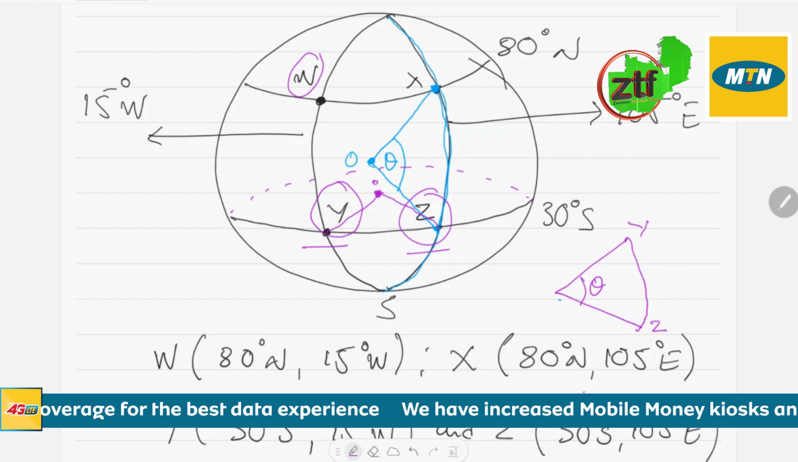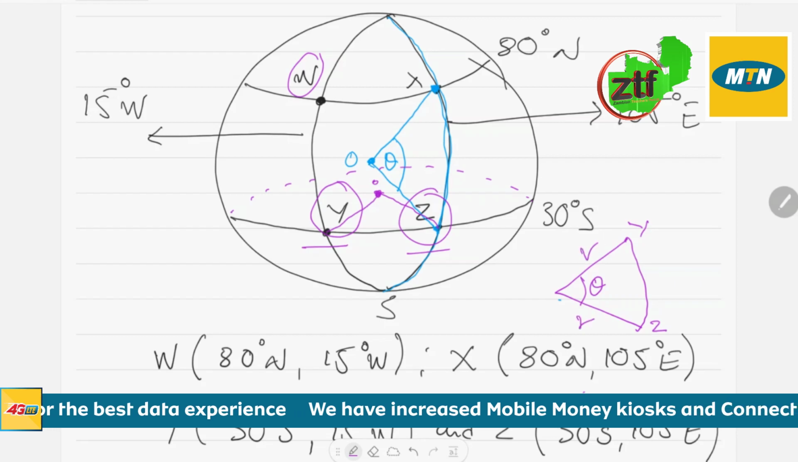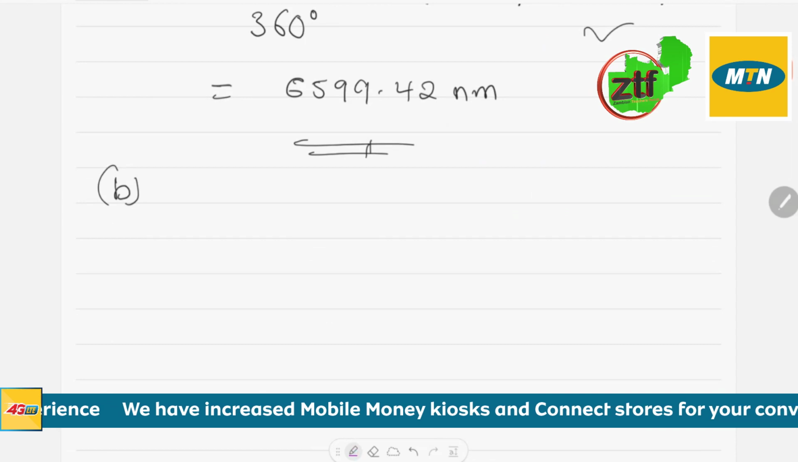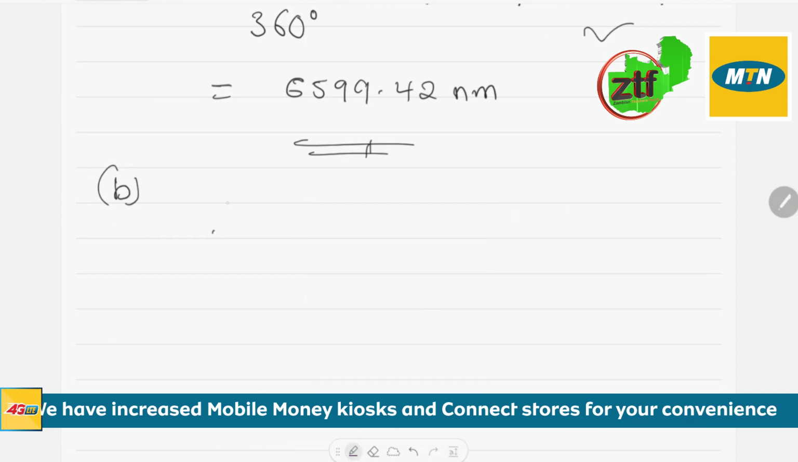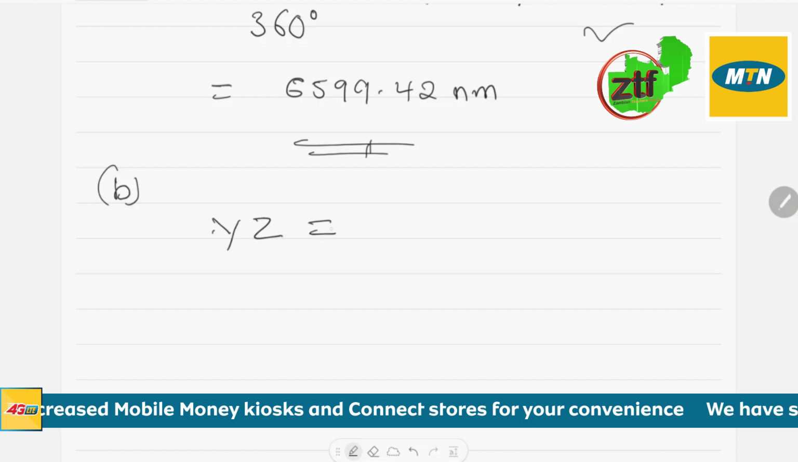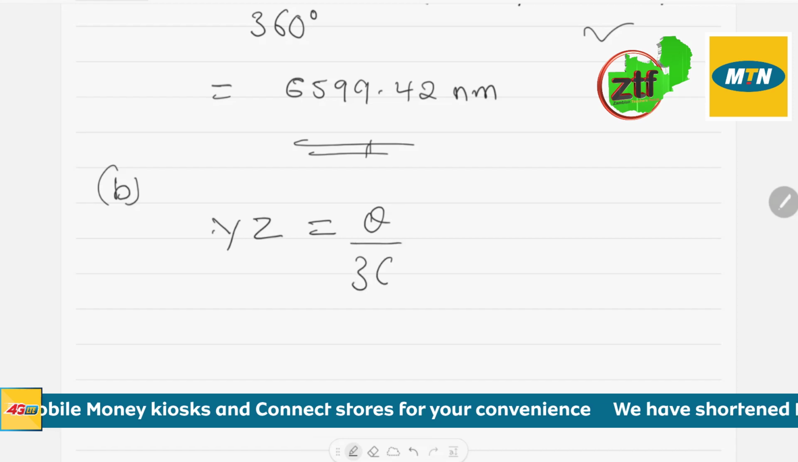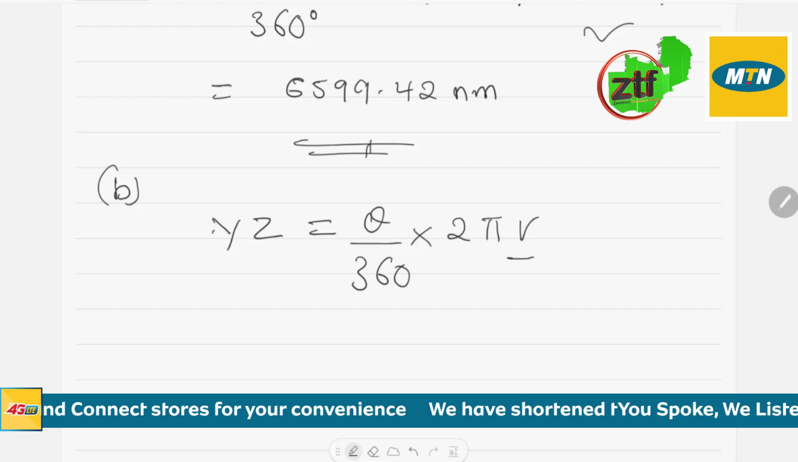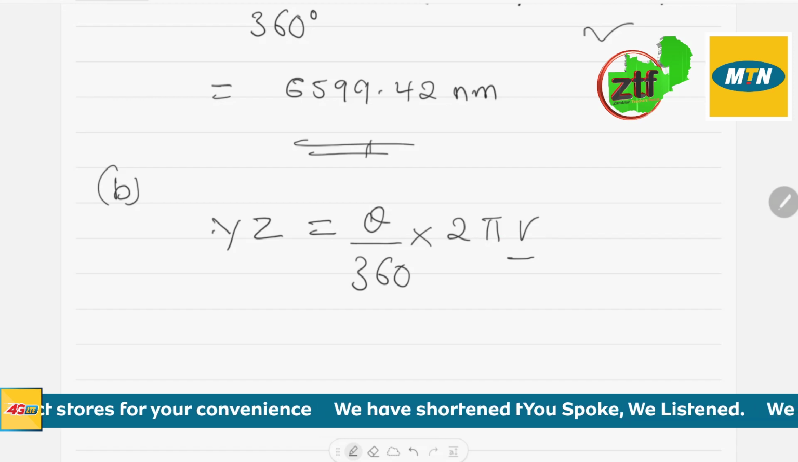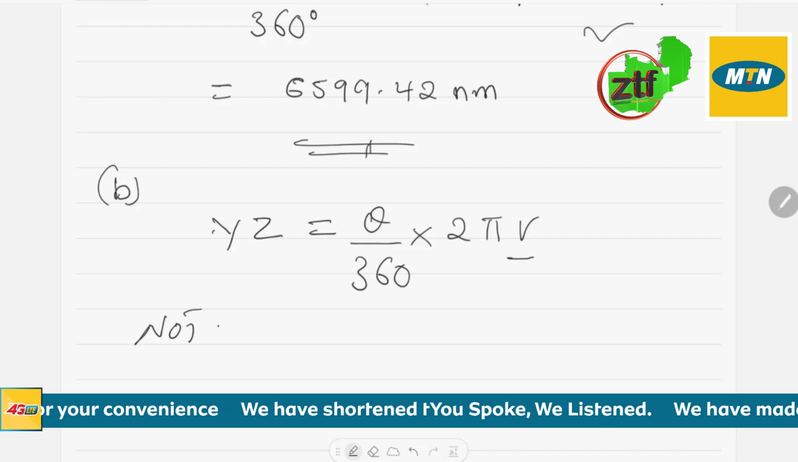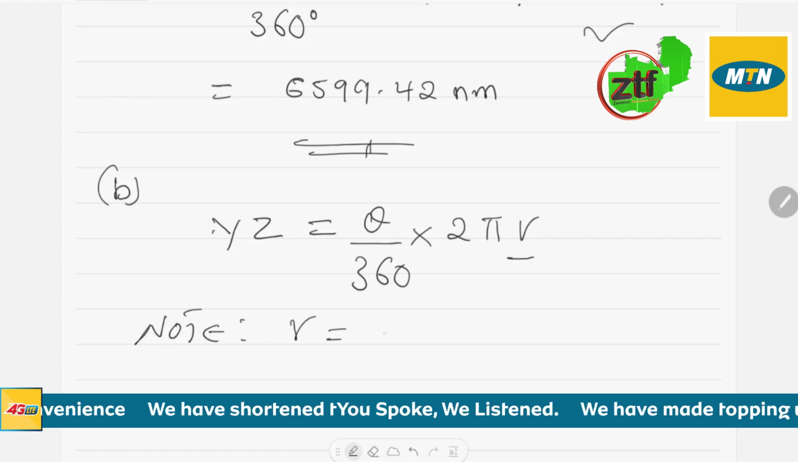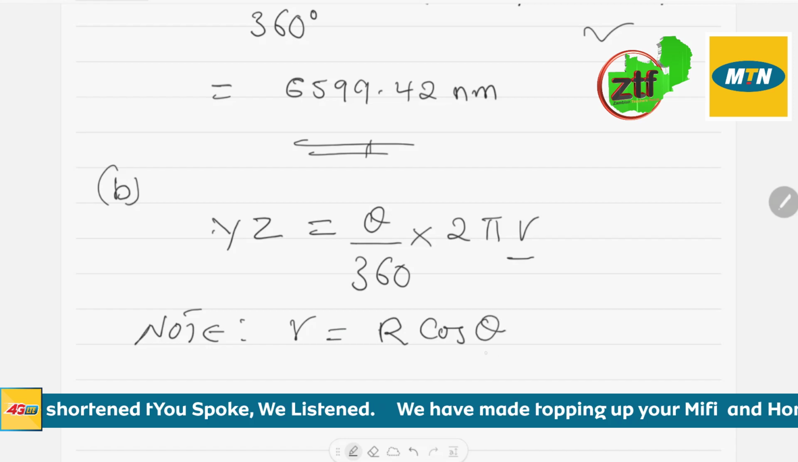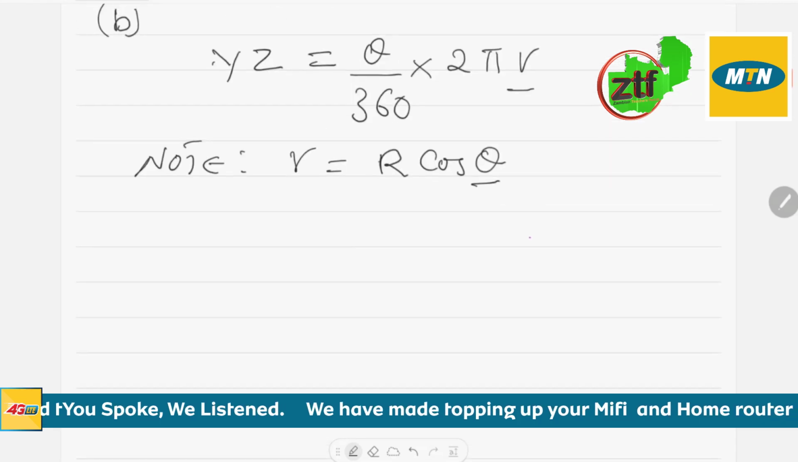It is the same concept, but here we are dealing with the radius of a minor circle and not the radius of a great circle. So how do we find the distance? We use the same formula, YZ will be equal to theta over 360 multiplied by 2 pi r. I'm using small letter r because I'm dealing with the radius of a minor circle. We also have to bear in mind that the radius of a minor circle is given by capital R, the radius of the earth, times cosine theta, where this theta is the angle of the given latitude.